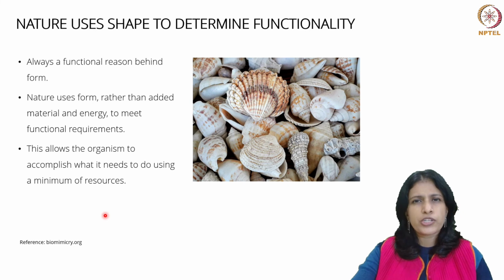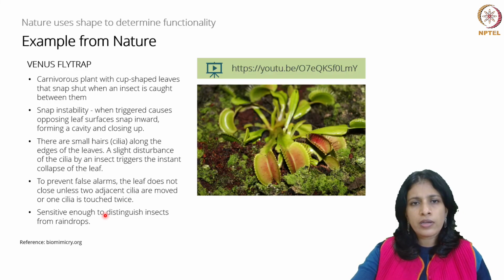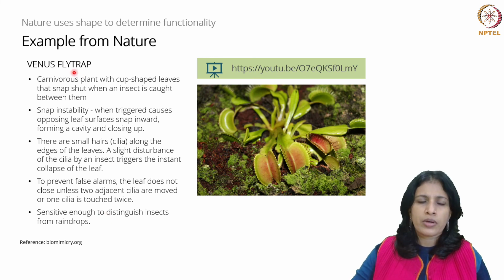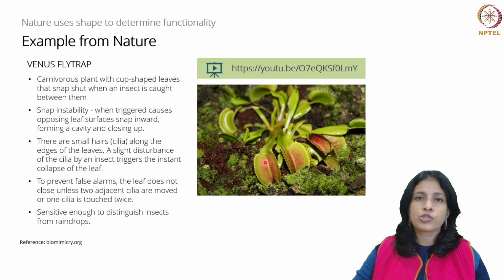An example from nature of using shape for functionality is the Venus flytrap. Now, this video actually explains how the Venus flytrap uses shape to determine functionality. The link is posted below the recording, so you can pause it and actually look at it. Now, the Venus flytrap feeds on small insects and flies, and how it does that is through the shape of the leaf that you see. It's a very unusual shape, and this unusual shape is not there just for aesthetic reasons.